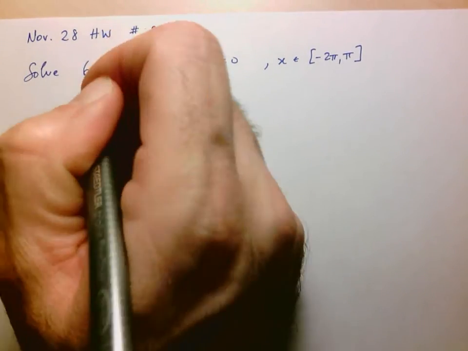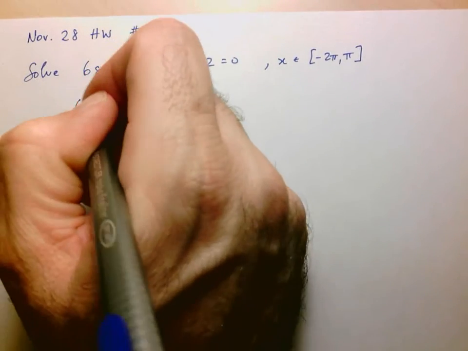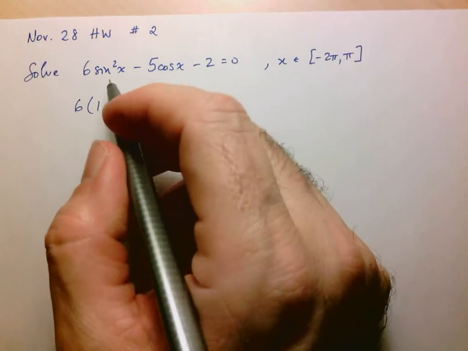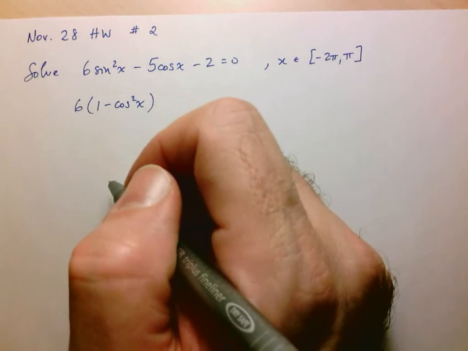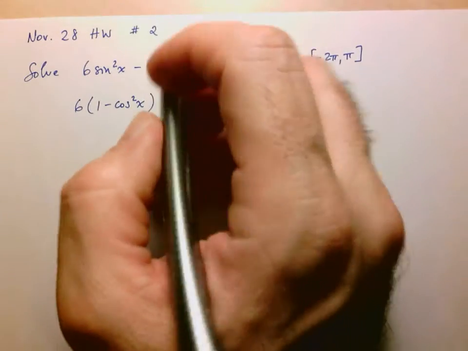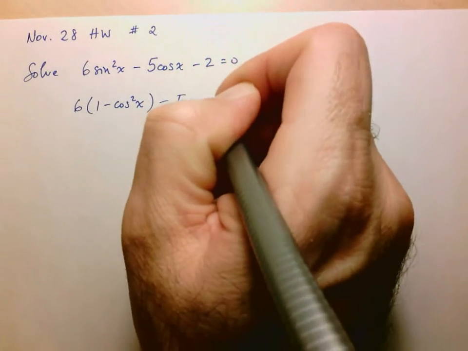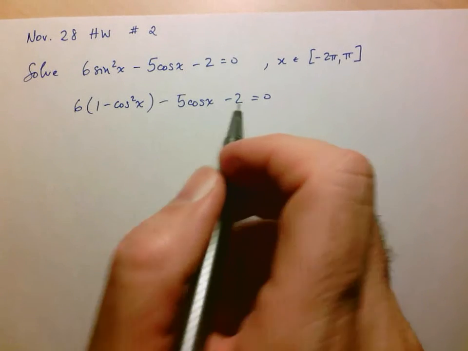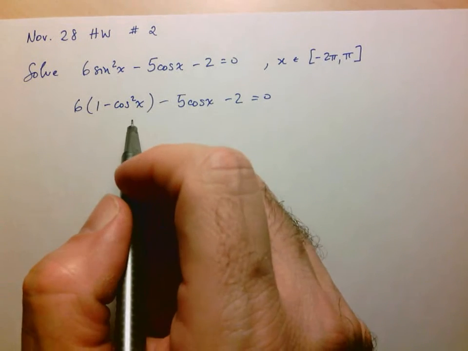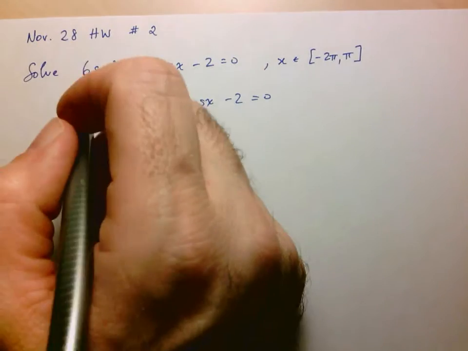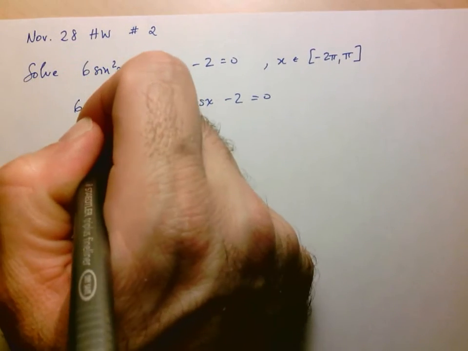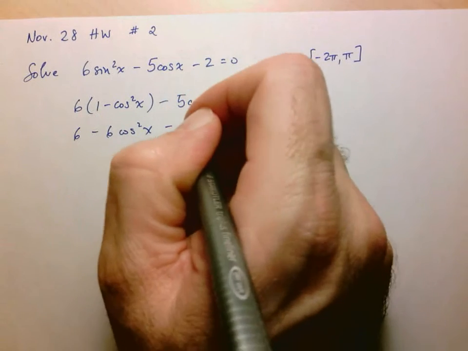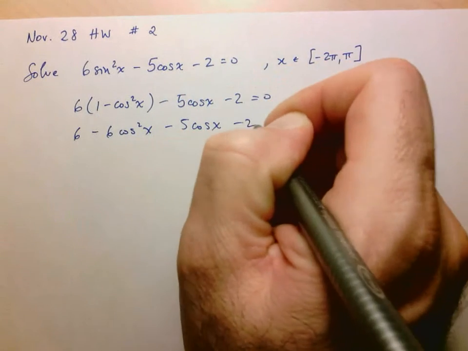Okay, so step 1 is to change sine squared into 1 minus cos squared x. Okay. Now make sure you're being very careful when you're doing the algebra when rearranging these trig identities. Okay, so minus 5 cos x minus 2 equals 0. And so now I end up with a quadratic trigonometric equation, this time in terms of cosine. Okay, so let's just simplify first. So 6 minus 6 cos squared x minus 5 cos x minus 2.